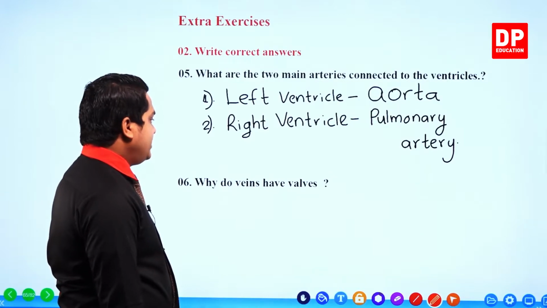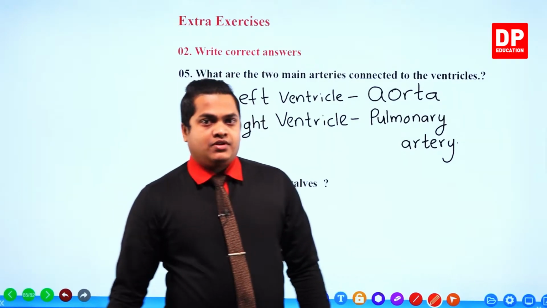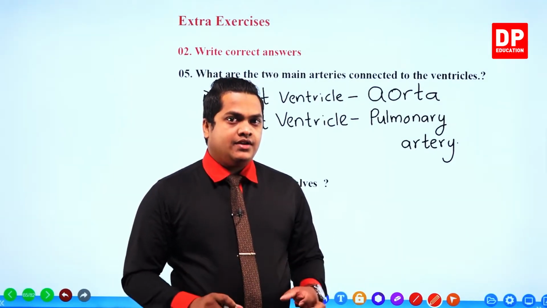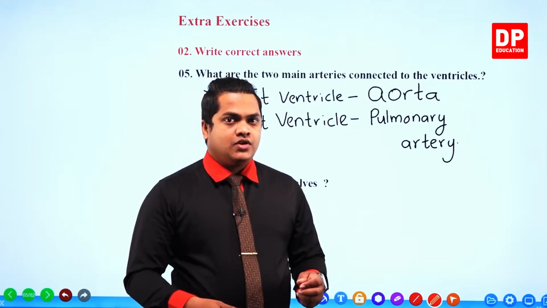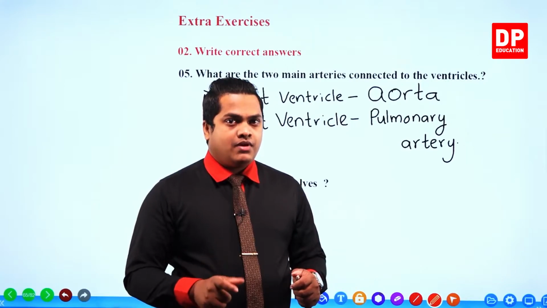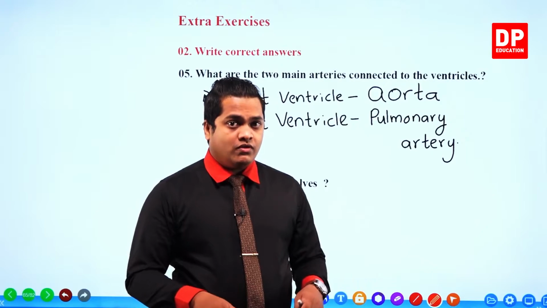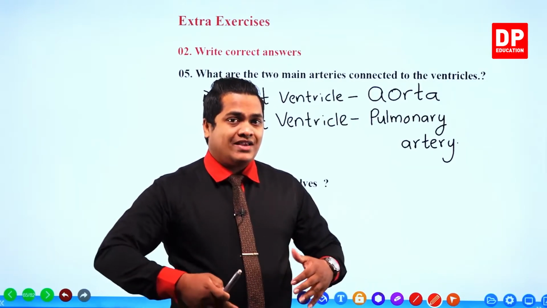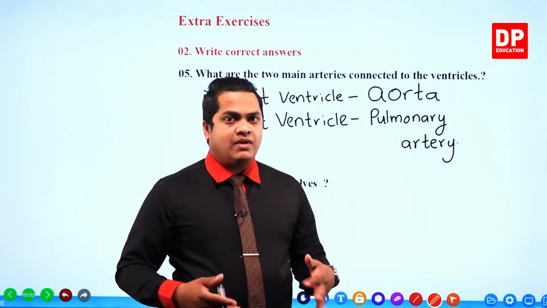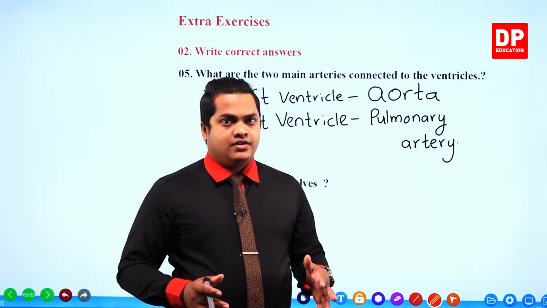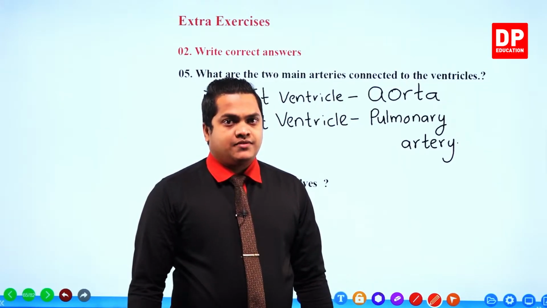Next one, why do veins have valves? Because it stops the blood which is flowing backwards. It helps blood not to go back. If it is going backwards, the backflow of the blood is avoided by the valves contained within the veins, right?